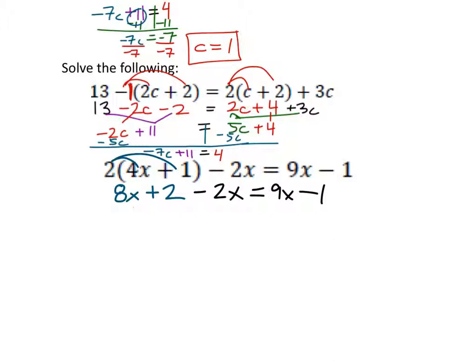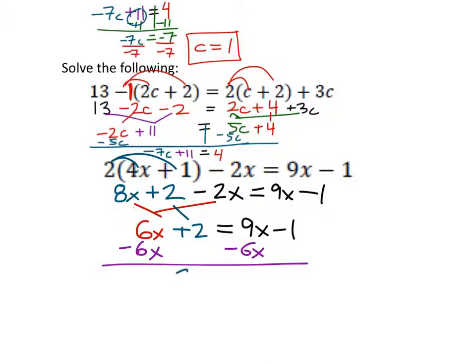Now I'll combine like terms just like we did in that last one. 8x's with negative 2x's would be 6x's positive. Then the plus 2. This equals 9x minus 1. This one I'll put the x's on the right just because I don't want a negative coefficient. So I'm going to subtract 6x from both sides of the equation. And I've got 2 now, positive, equals 9x's minus 6x's. That would be 3x's, minus 1.